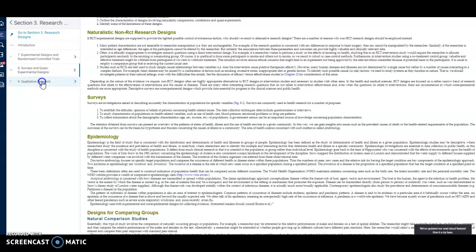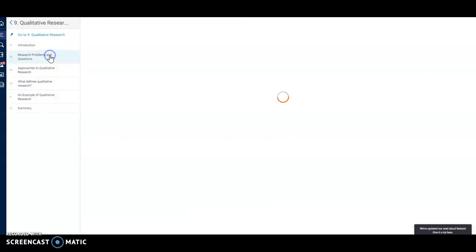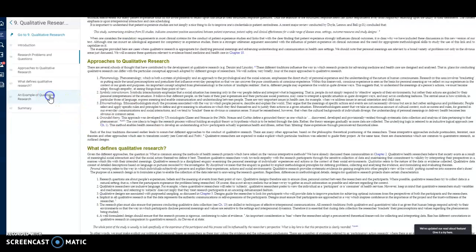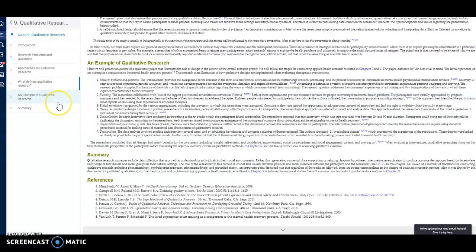And then we go to qualitative research and how those research questions or problems are a little bit different when we're looking at qualitative. Again, I usually think of open-ended questions, so you're wanting to get a bigger picture instead of just a numerical value. So here's a good example of that qualitative research.